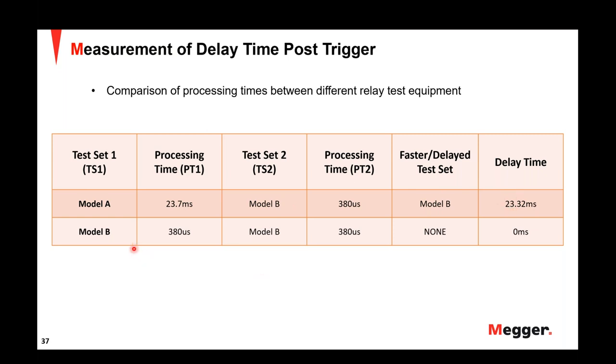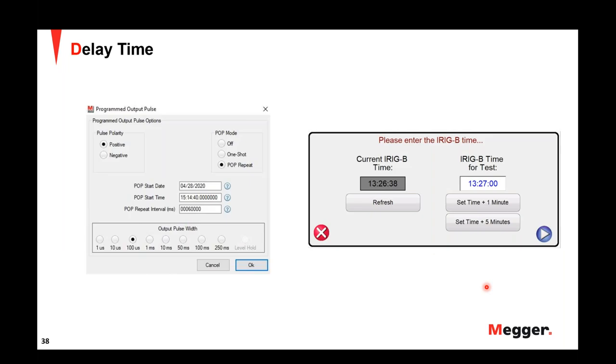Of course, if you use the same type of test equipment, the same models, you don't really have any delay. Both are the same, so no delay compensation is required, right? And once you know what delay needs to be compensated for the faster test equipment, you can simply use the screen on the test software to put that additional time to delay that test equipment on a particular end, either on your POP time or your IRP time. Here you have different options to do that.